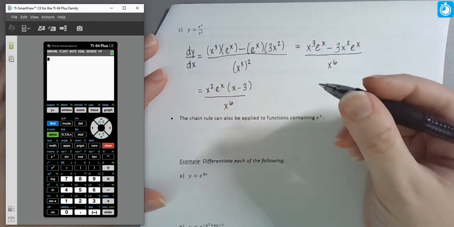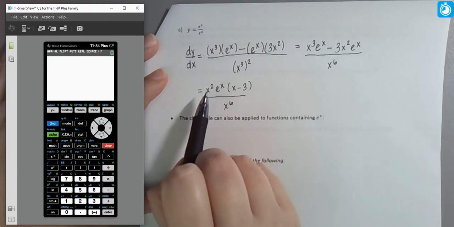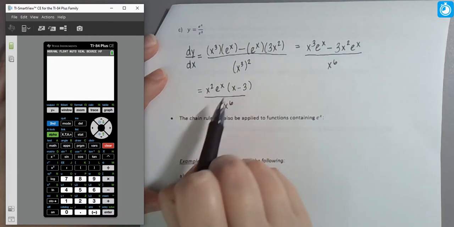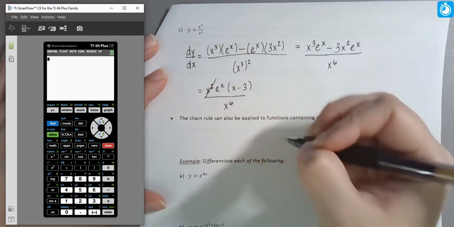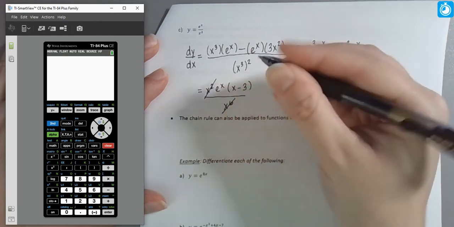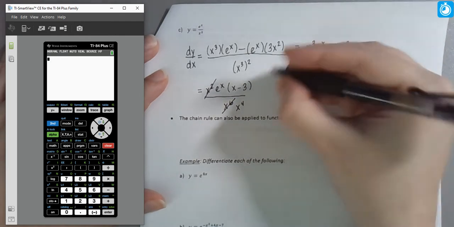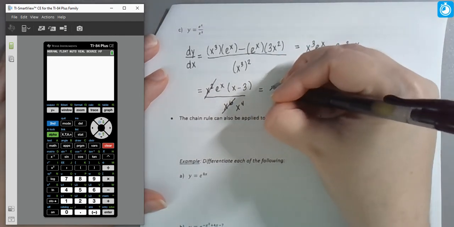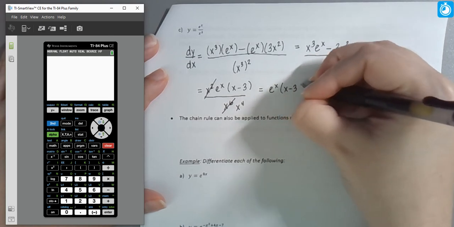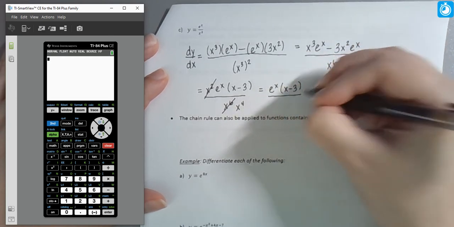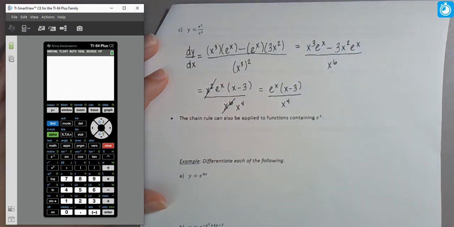And notice in this case, the factorization is going to be beneficial. Now we have a factor of x squared in the numerator, and we have a factor of x to the 6th in the denominator. So we can reduce with what's in the denominator, cancel out 2 of the x's, which leaves us with an x to the 4th in the denominator. So our final function is going to be e to the x times x minus 3 divided by x to the 4th power. There we go.